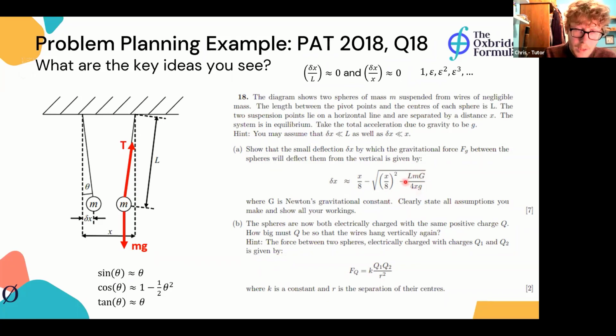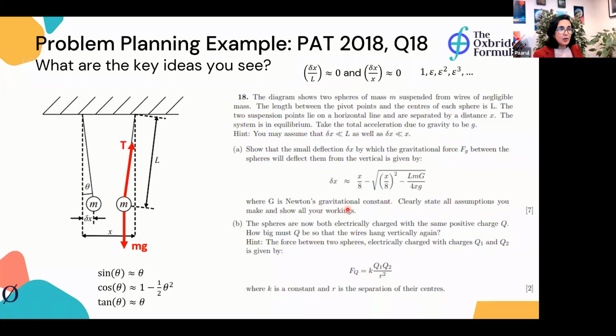Little g. So the big G on the top is Newton's gravitational constant, and the little g on the bottom we were given at the start is acceleration due to gravity, which we now understand means the vertical acceleration due to gravity, the Earth's gravity, because we're now being asked about this extra gravitational force between the spheres. And finally, we're asked to clearly state all assumptions we make and show our workings. So this is 7 marks, and some of our 7 marks are for clearly stating our assumptions and the quality of our working out. Okay, great.